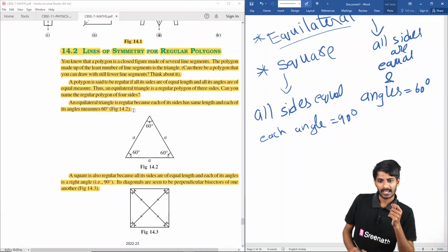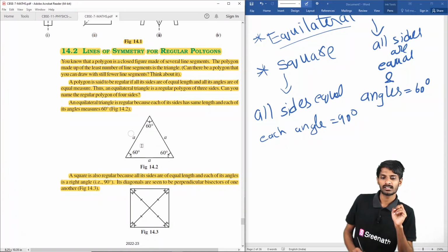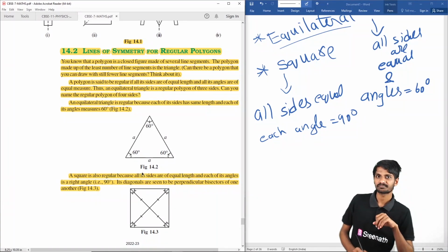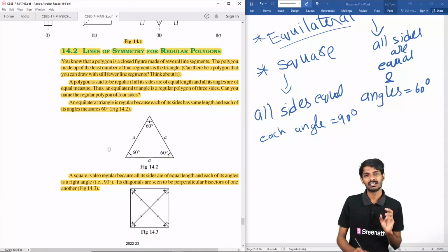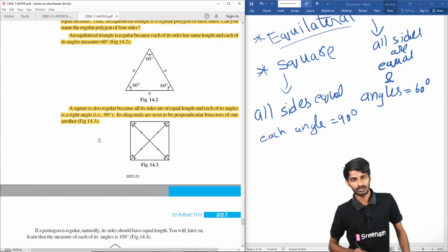So an equilateral triangle is a regular polygon. If you see here, it is the diagram for it. It has 60 degrees here, 60 degrees here, 60 degrees here. So angles are equal, first thing. And here is the side length, here also the side length. Side lengths equal, angles equal. Then it is an equilateral triangle, and sorry, it is a regular polygon.